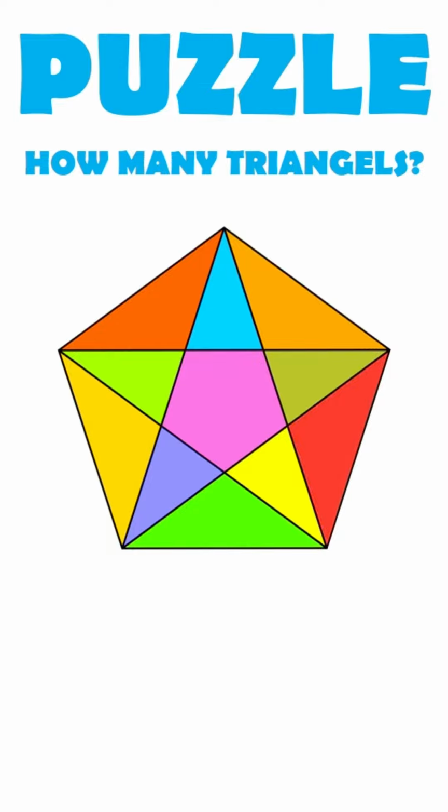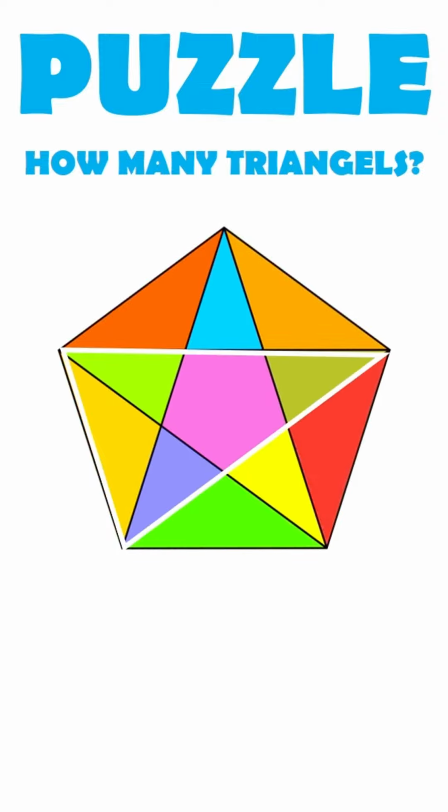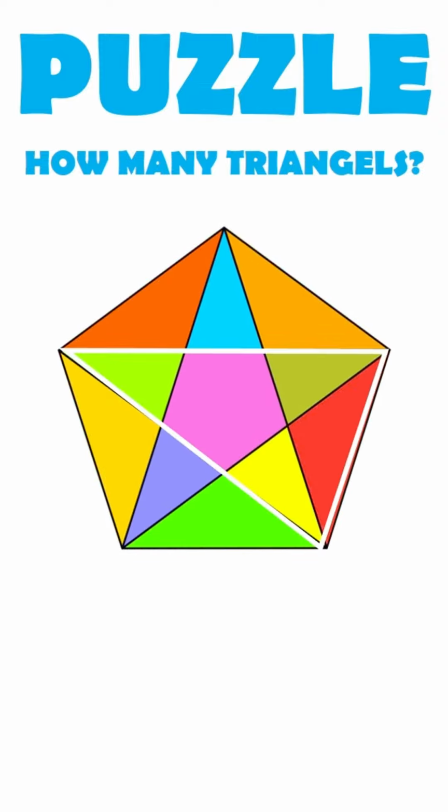Let's count together. 1, 2, 3, 4, 5, 6, 7, 8, 9, 10, 11, 12, 13, 14, 15, 16, 17, 18, 19, 20, 21, 22, 23, 24, 25, 26, 27, 28, 29, 30, 31, 32, 33, 34, 35.